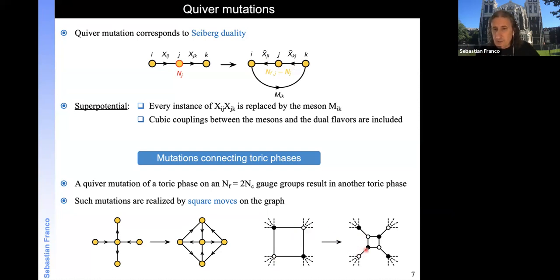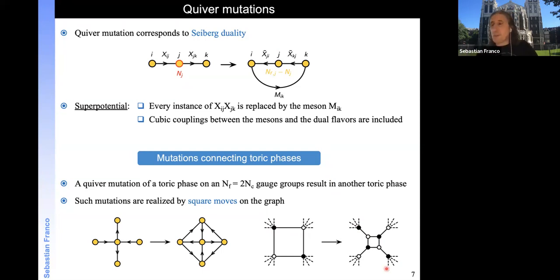The addition of these legs are the mesons. You see that they have quantum numbers of the composites of the original flavors. These 3-valent corners are the cubic couplings in the superpotential, right? And furthermore, the original superpotentials that were here, they have the original pairs of flavors replaced by the mesons. So everything here is done by this transformation.